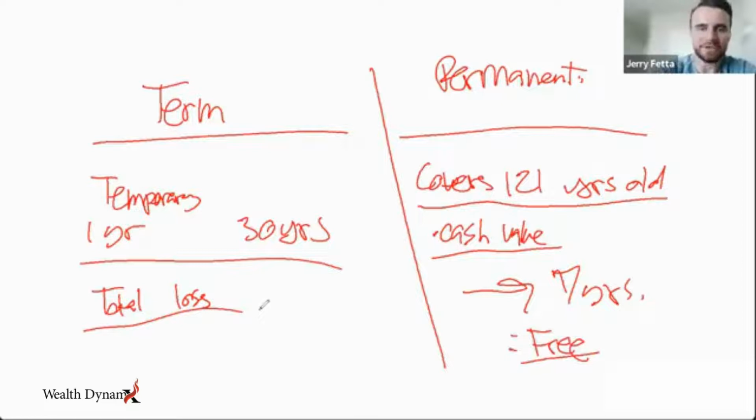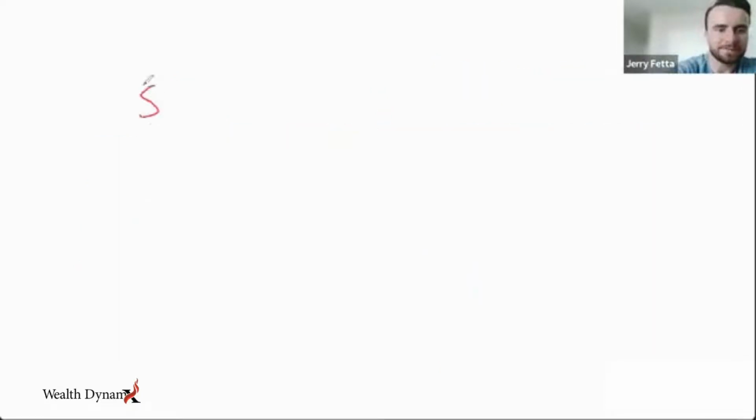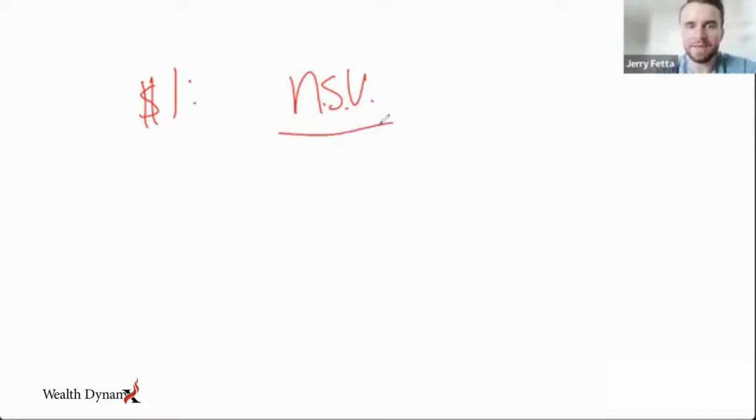Index universal life insurance works like this. If I were to put $1 into it, and there are many ways to design this, so I'm going to tell you what I usually see. If I put $1 into it, what I have is called my net surrender value. If I were to cancel and pull the money out today, my net surrender value is oftentimes 0 the first year.